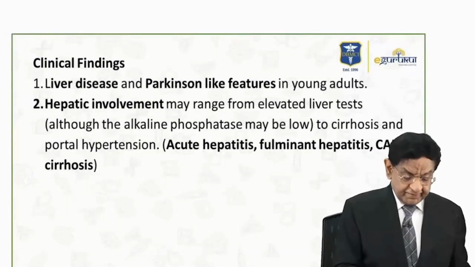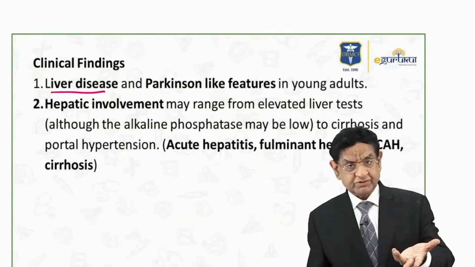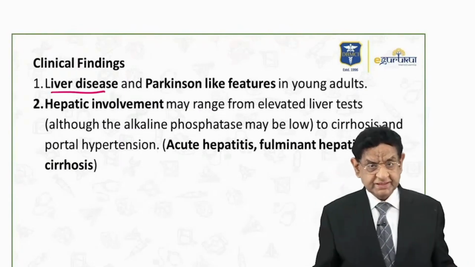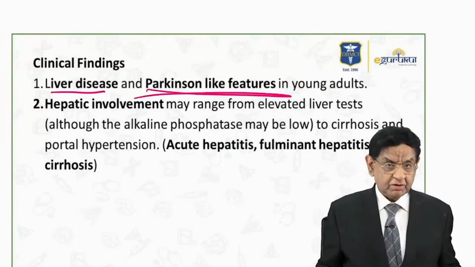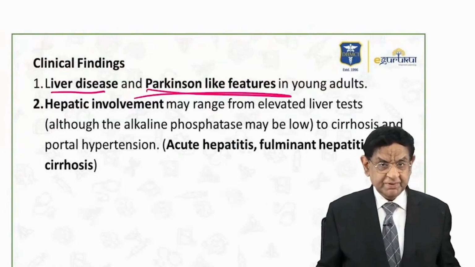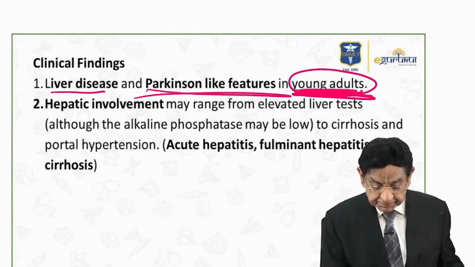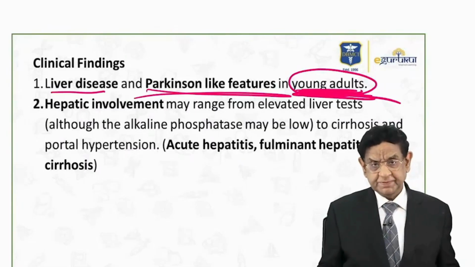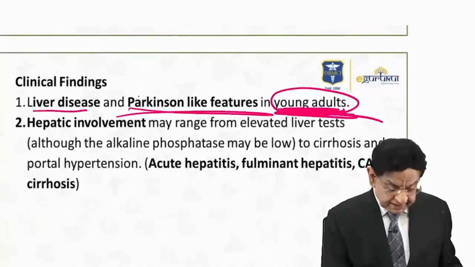Patients may have liver disease. Why? You learn the basic pathophysiology. Excess of copper in the liver leads to liver disease. It goes into the basal ganglia, causing Parkinson-like features in a young adult. This is a keyword to remember. Well, normally Parkinson is a disease of the elderly person.